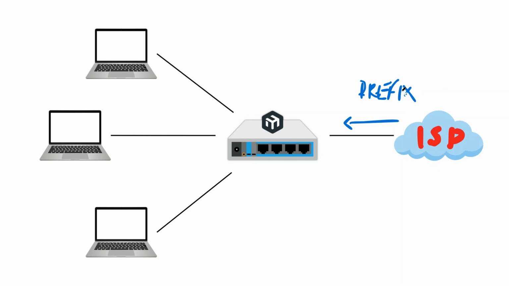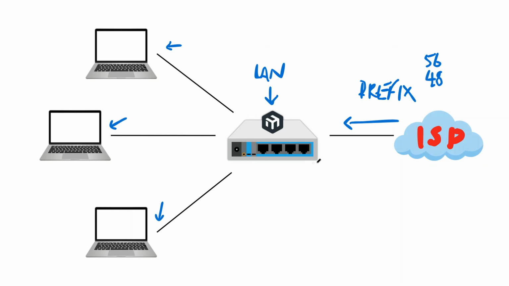A prefix, which is like a subnet, and that can be something like a /56 or /48 or something like that. Now what we do is we then take that prefix and we add it to an interface on here, which will be our LAN. We'll have an IP address in that range, and then we would assign one to each one of our devices.